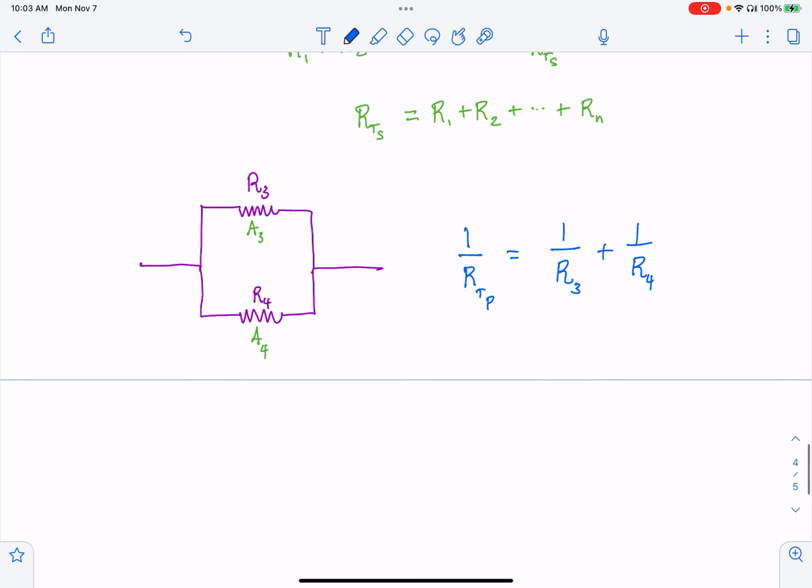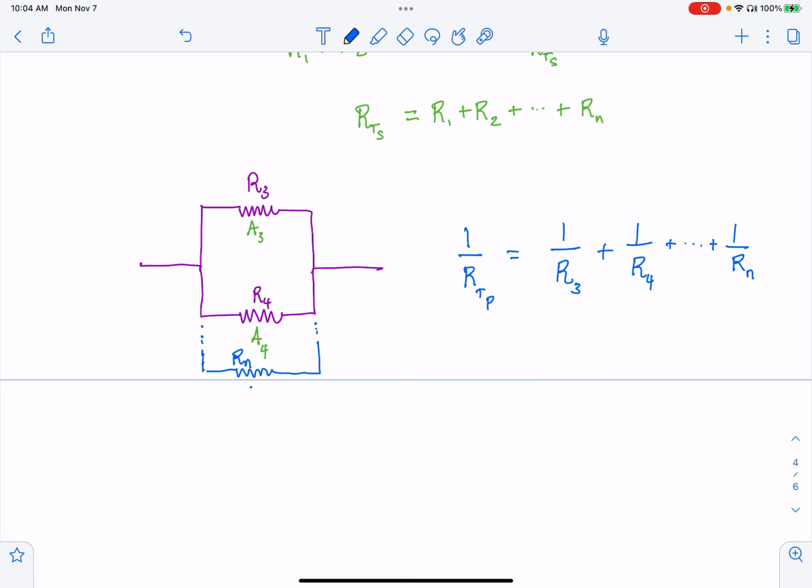Okay, so if I were to add another resistor here, or just a whole bunch of resistors, dot, dot, dot, and if this resistor is R sub n, this is going to be plus dot, dot, dot, plus 1 over R sub n. Make sense?